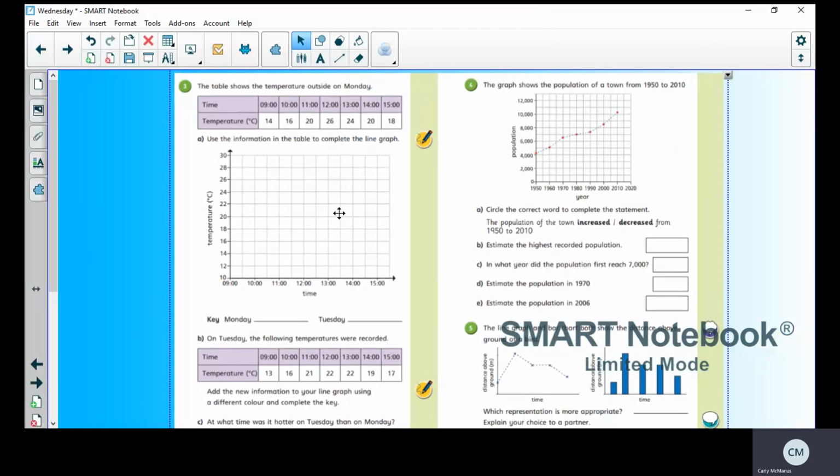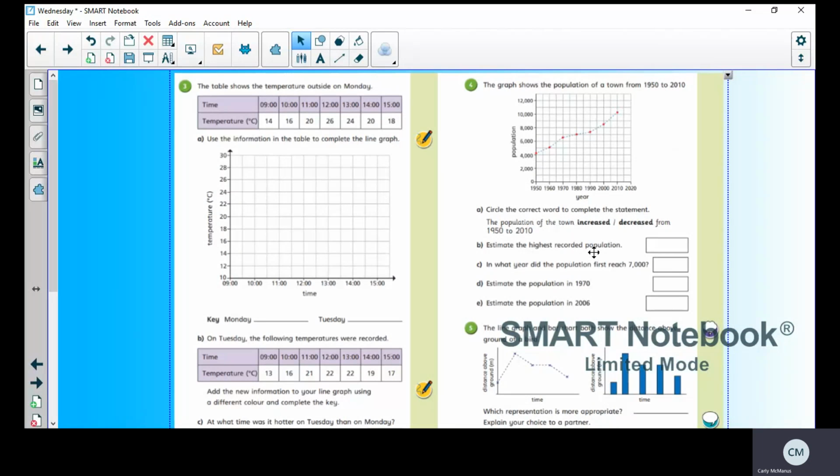And then it says here, the graph shows the population, which means the amount of people in a town from 1950 to 2010. And then you need to answer questions on it. Circle the correct word to complete the statement. The population of the town increased, which means got bigger, or decreased, which means got smaller, from 1950 to 2010. Well, look what's happening. Is it going up or is it going down?